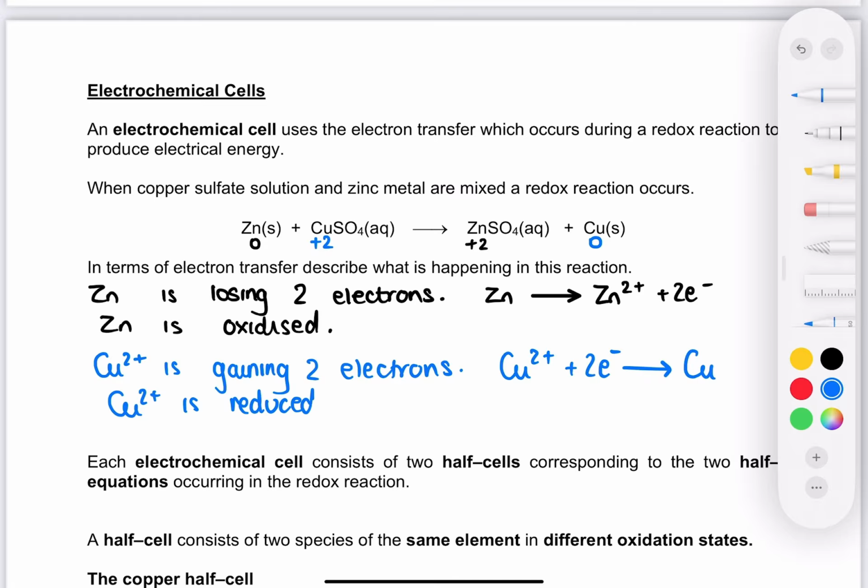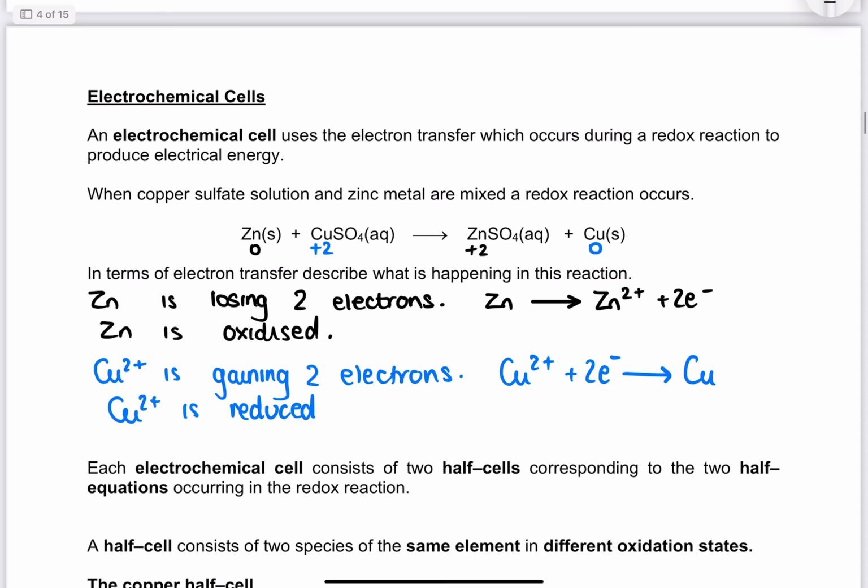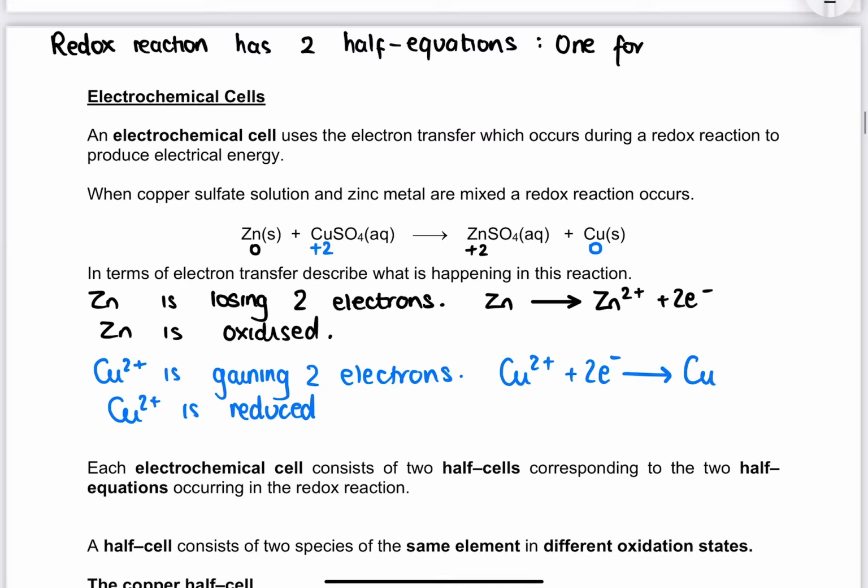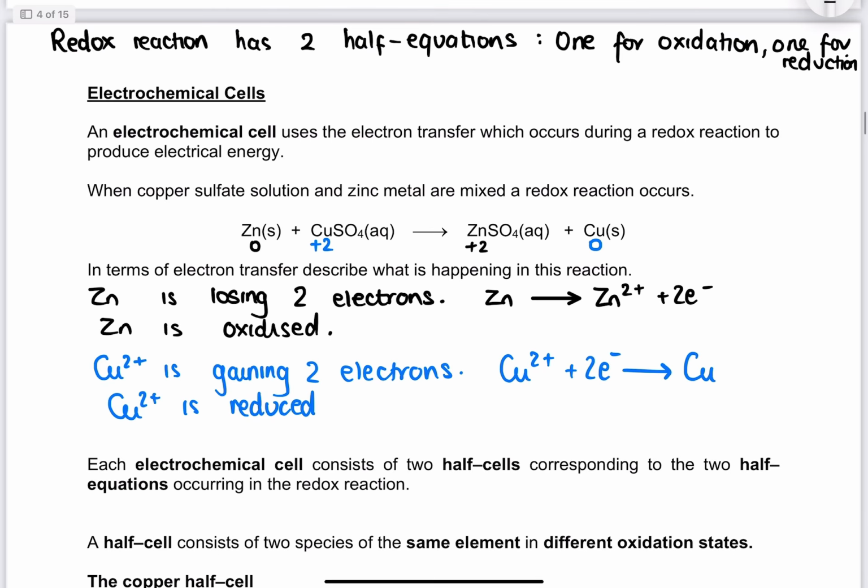So something is being oxidized and something is being reduced, and we've written 2 half equations to show those two processes separately. So if we remember, a redox reaction is composed of 2 half equations. One for oxidation, the zinc, and then one for reduction. We can start to look at this next bit, the electrochemical cell, and say that it must consist of 2 half cells.